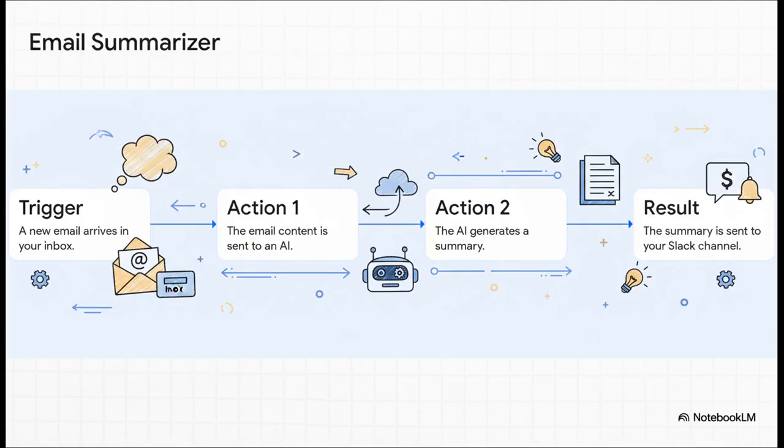All right, let's put it all together. This is the aha moment. Let's build an email summarizer. Step 1, the trigger. A new email lands in your inbox. Step 2, an action. The content of that email gets sent to an AI to get summarized. Step 3, another action. The AI does its thing and creates the summary. And the final result, that short, sweet summary gets posted directly into your Slack channel. See? Simple, powerful, and ridiculously useful.